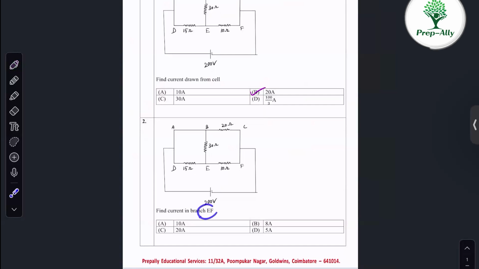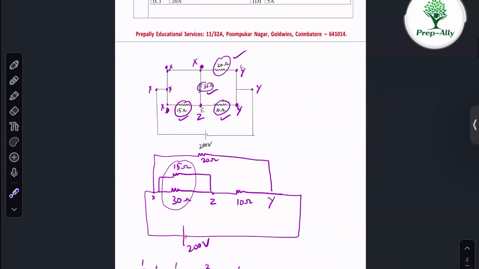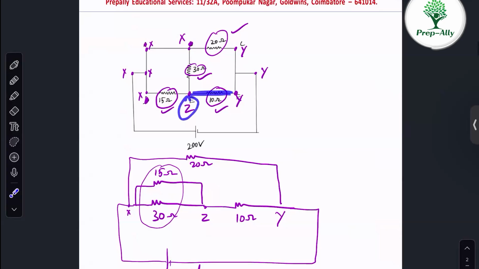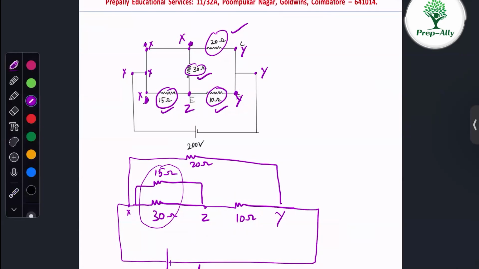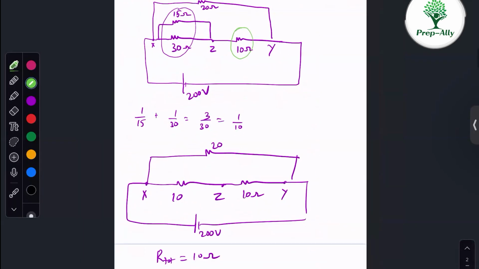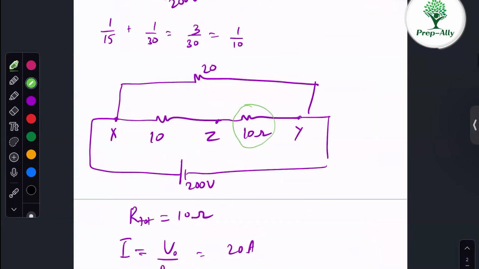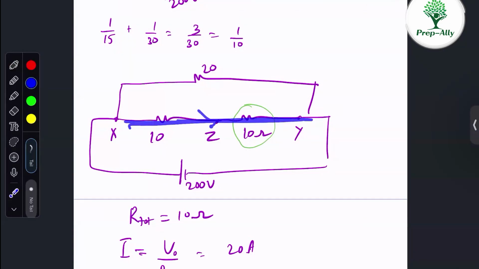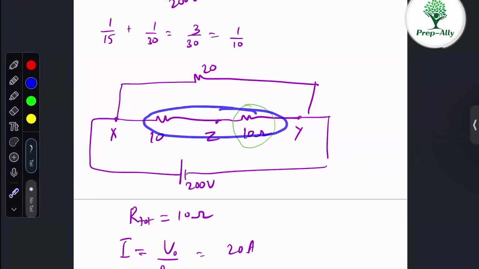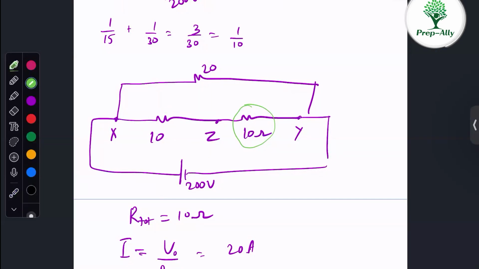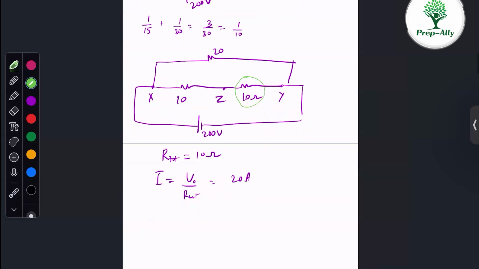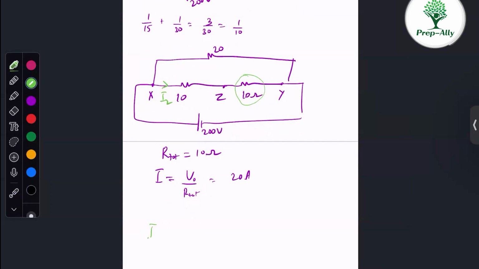In the second part, they're asking the current in branch EF, which means this 10 ohms. Now that is between Z and Y. So this 10 ohm between Z and Y is the current they're asking, EF. That is here. So you can now say the current in this branch will be equal to, so the total resistance of this branch is 20 ohms, and this is connected across the two terminals of the battery, 200 volts. So this current I2 will now be equal to battery voltage divided by total resistance of the branch, 20 ohms, which is 10 ampere.